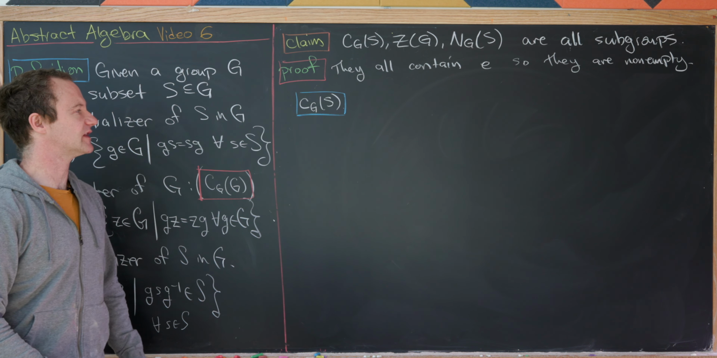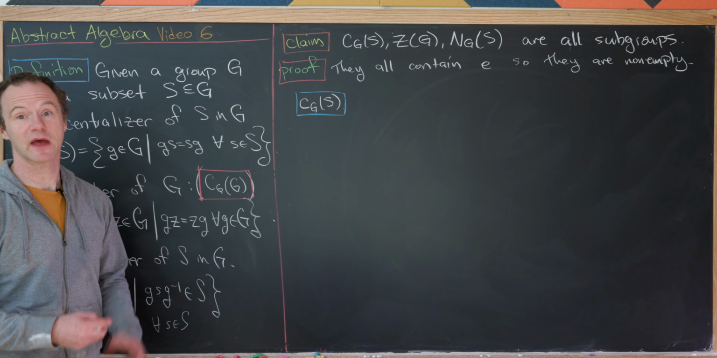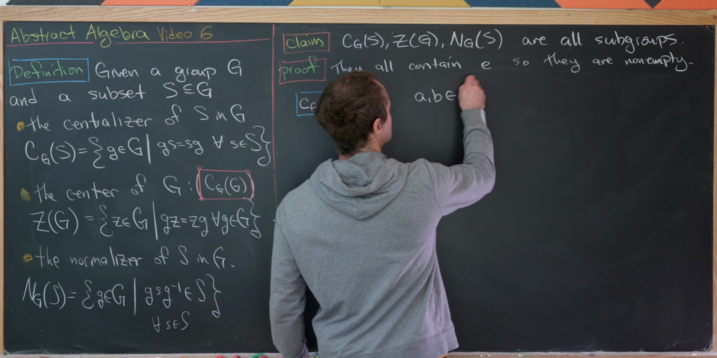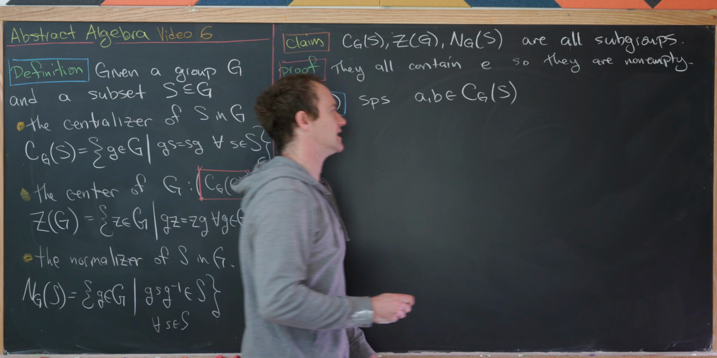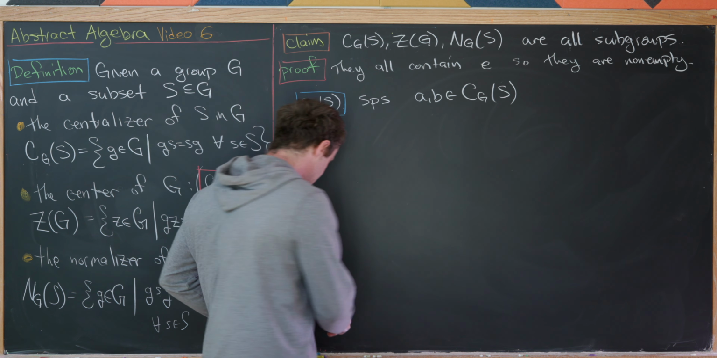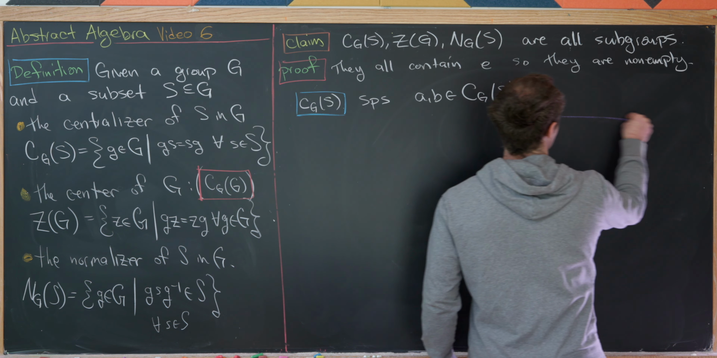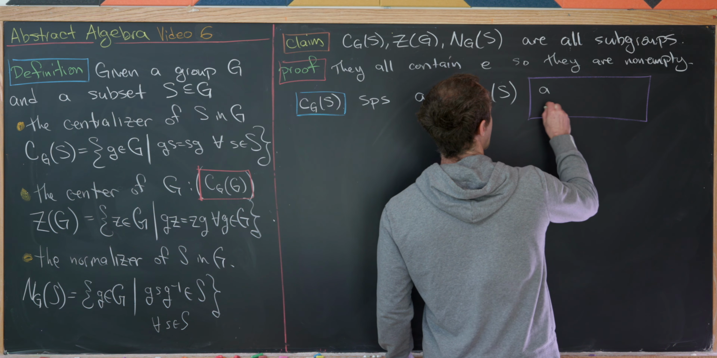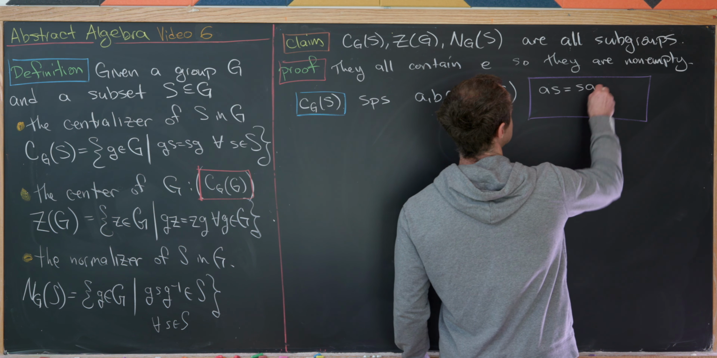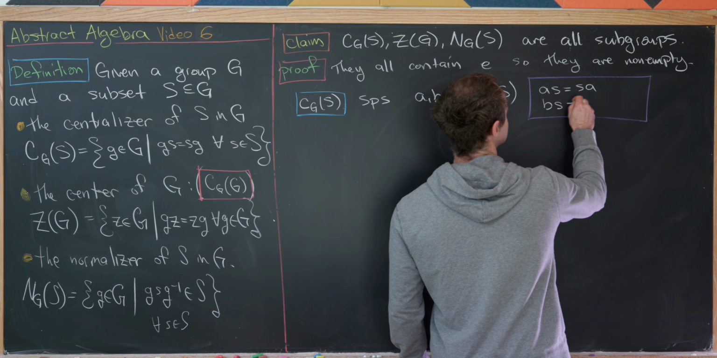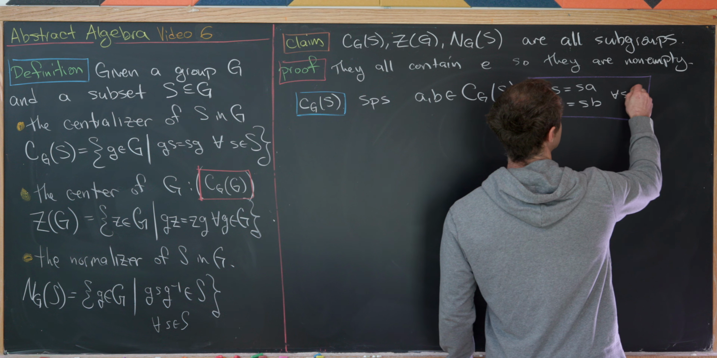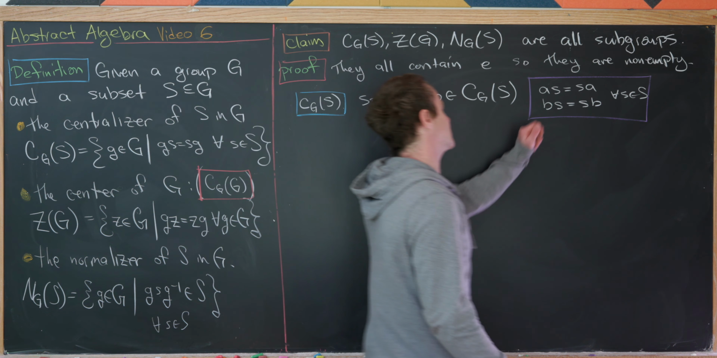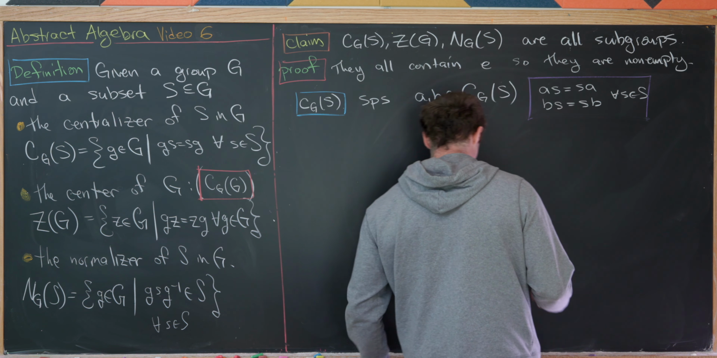So let's start by proving that C_G(S) is indeed a subgroup, and we'll use the subgroup test. So let's suppose that little a and little b are in the centralizer C_G(S). So let's recall real quick what that means in terms of our definition. It's good to keep this in mind. This means that a times s is equal to s times a, and b times s is equal to s times b, and this is true for all s in S. Okay, and then where do we want to go? Well, it's probably useful to point that out as well.